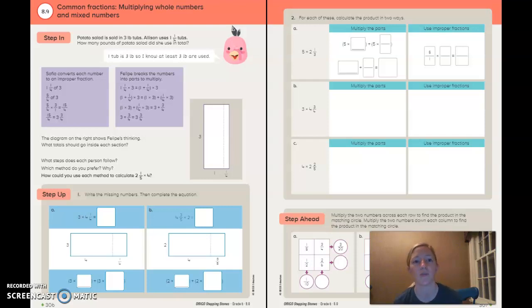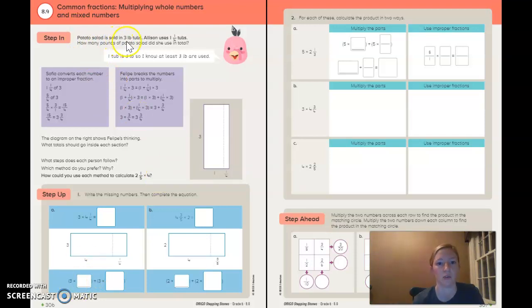Okay guys, lesson 8.9 looks difficult, but it's really not. It's part review and part multiplying fractions, which is sort of new, but you'll get most of it. So let's just go ahead and jump right in. I'll do this problem with you, as well as this problem. Okay, so we'll start here.